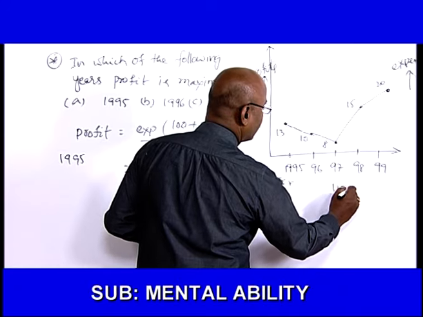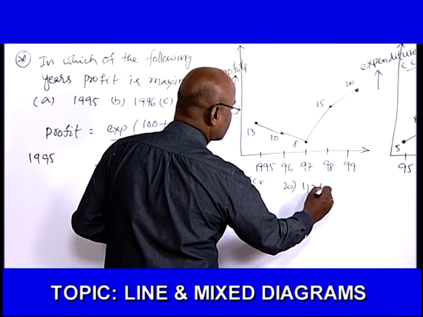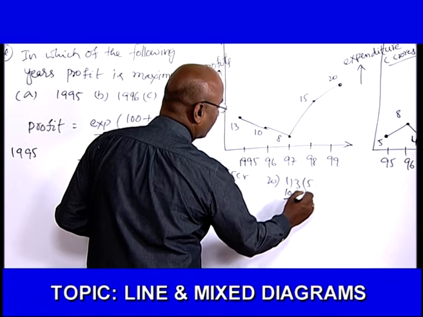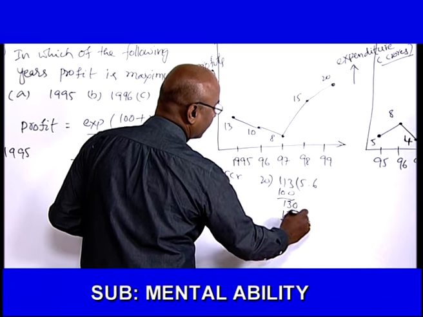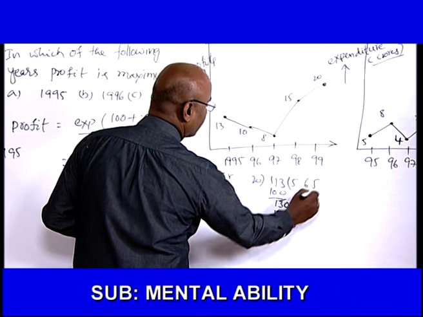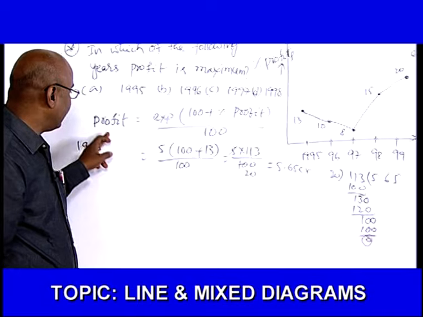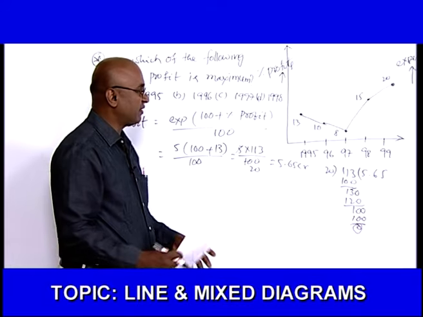113 by 20. So 25s are 100, 13. 26s are 120. 5. So for 25s are 100. So the profit in the year 1995 is 5.65 CR.